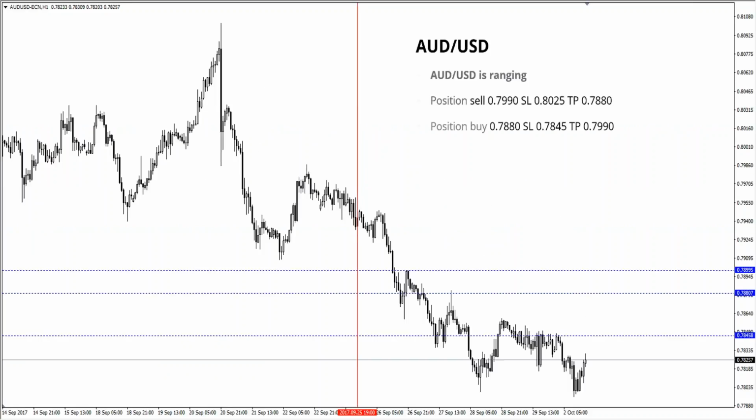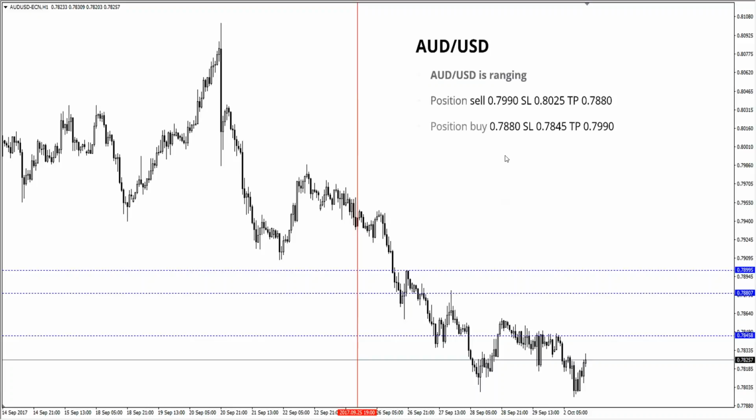Australian dollar was ranging, so this was mixed. Our buy position came here, 78.80. It hit 78.00, almost 78.99. So it could have been good for some 20 pips, especially if you actually enter maybe even lower.